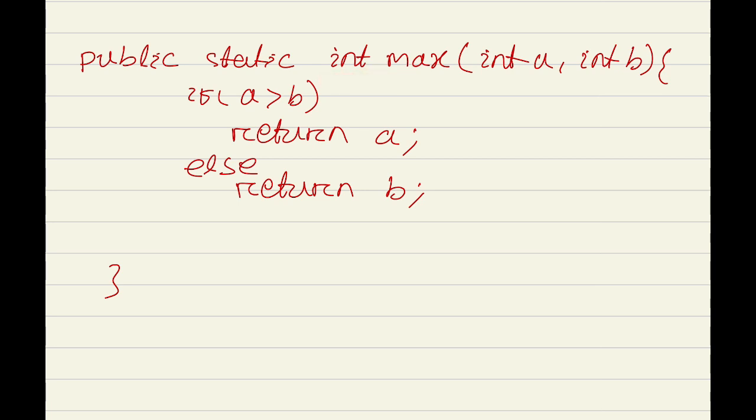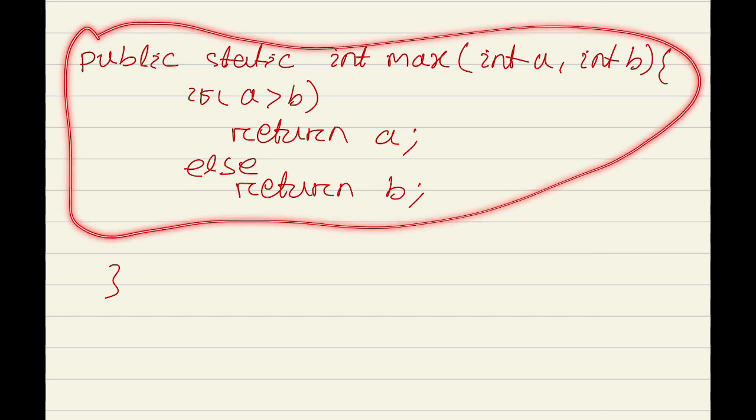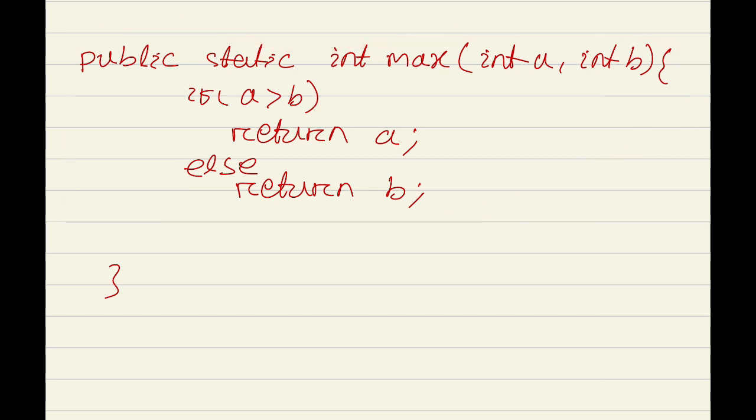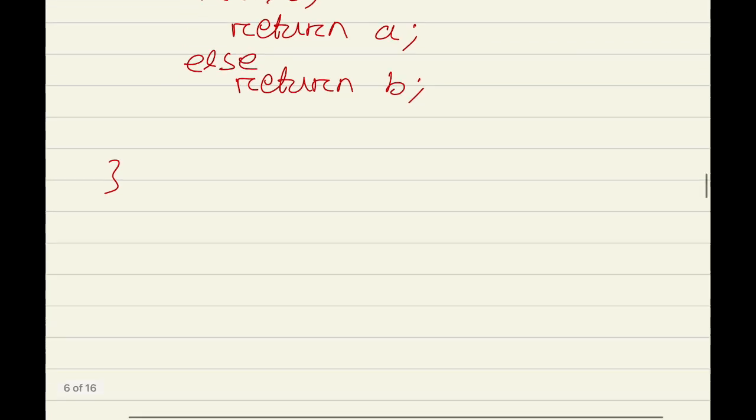Now we have defined this method max in this way. Unless and until we call the method, max is not going to execute. So we need to call this method max for its execution. So let us see the complete program here.